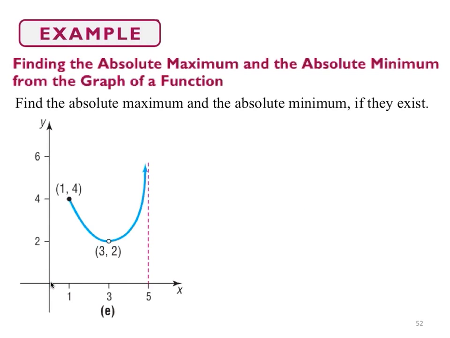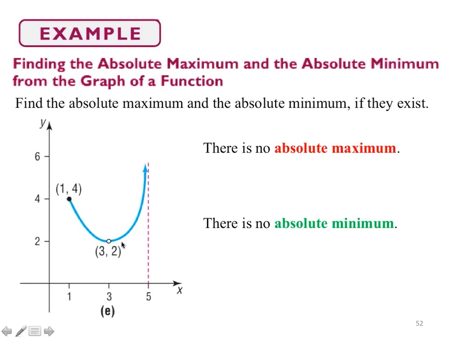And if we have something like this, what you'll notice again is that if we look at this kind of up arrow, there is no absolute maximum because this goes up to infinity. And there is no absolute minimum here either because we have a hole at this kind of valley point that would normally be our minimum.